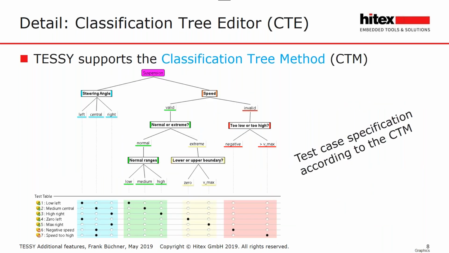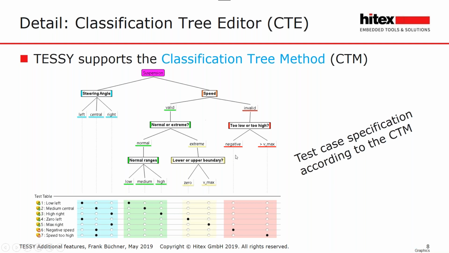Tessie also supports test case specification according to the classification tree method. This is a graphical method. You draw a classification tree, which is the upper part of the specification here, and the test cases are specified in lines in the test table below this classification tree. The markers, the bullet points here, select from which classes of the tree you select values for the test cases, and this also shows you the meaning of a test case, what should be tested in such a test case. And you see by the tree if invalid values are used, if boundary values are used, and so on.